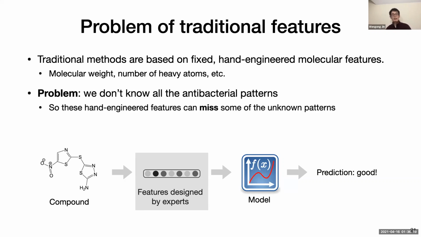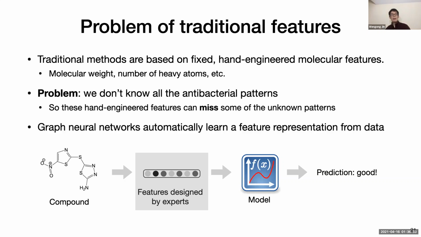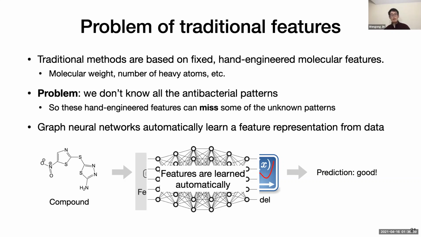So hand-designed features can miss a lot of these unknown patterns, because the way we engineer Morgan fingerprints is agnostic to the end properties. That's why we decided to use graph neural networks, and the goal is to learn these features jointly with the model. Now the feature and the model become one, and graph neural networks can learn the feature representation directly from data, in a way that captures these antibacterial patterns.